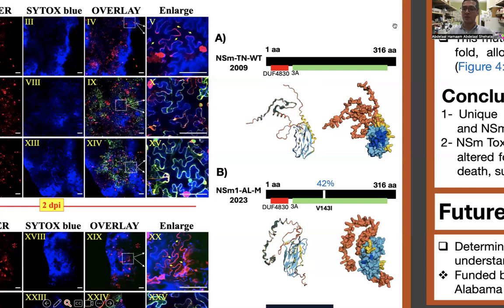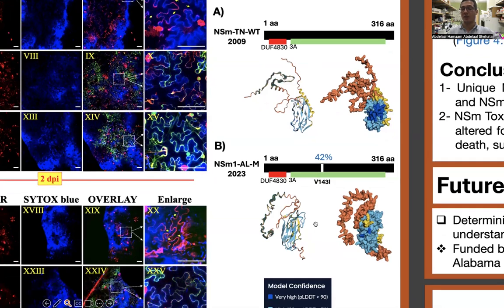So this is the wild type that I showed you, and this is the mutated one. This is from the field. We did not make this mutation. So we have a mutation here where the valine changed to isoleucine at position 143. So this mutation has caused changes in the prediction. When we used AlphaFold to predict the folding of this protein, we found that this mutation has caused a conformational change on the protein.